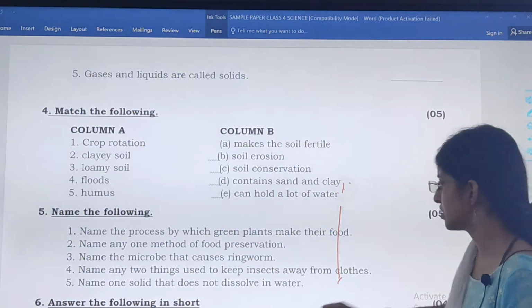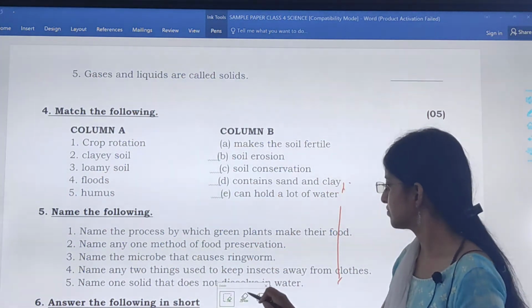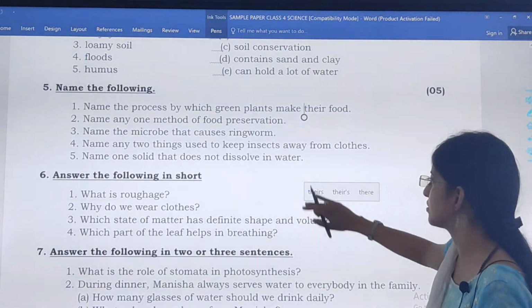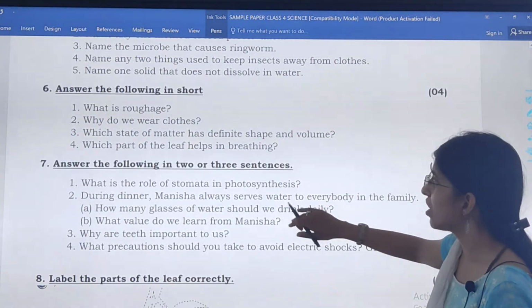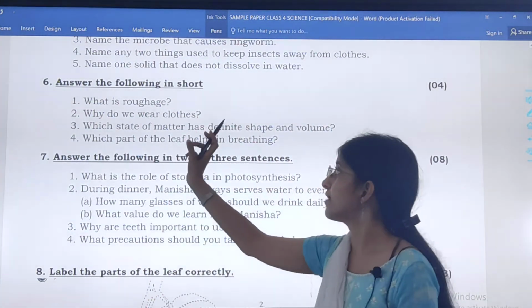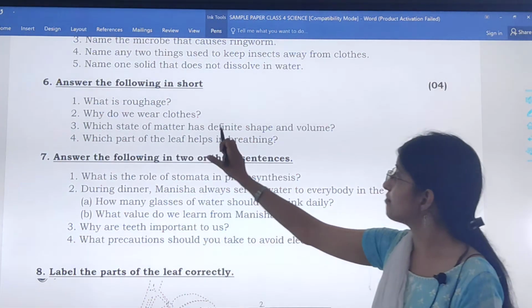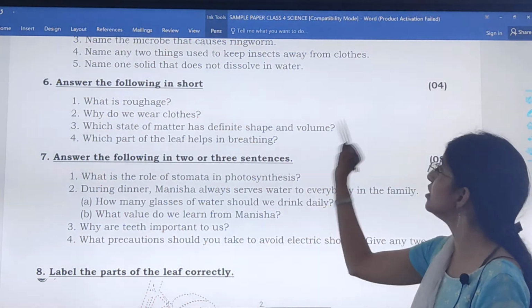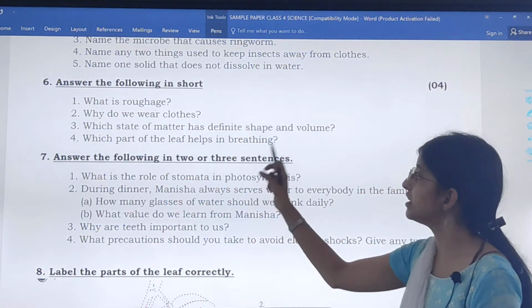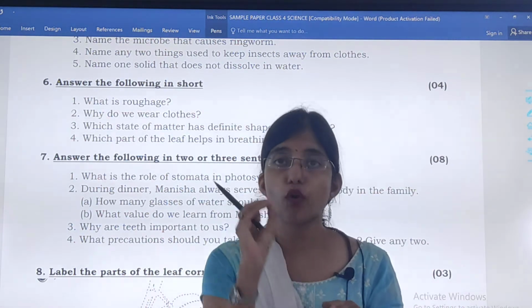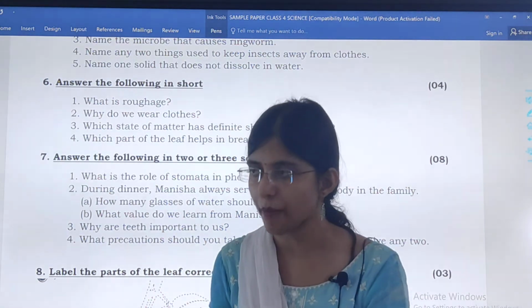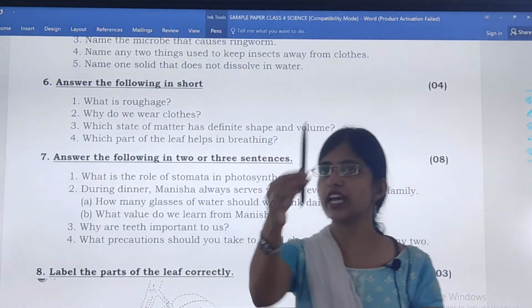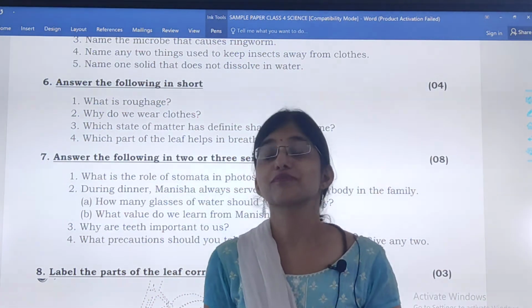Then comes question number 6. Answer the following in short. What is roughage? Why do we wear clothes? Which state of matter has definite shape and volume? Which part of the leaf helps in breathing? The tiny pores present on the leaf known as stomata helps in breathing. Which state of matter has definite shape and definite volume? It is solid.